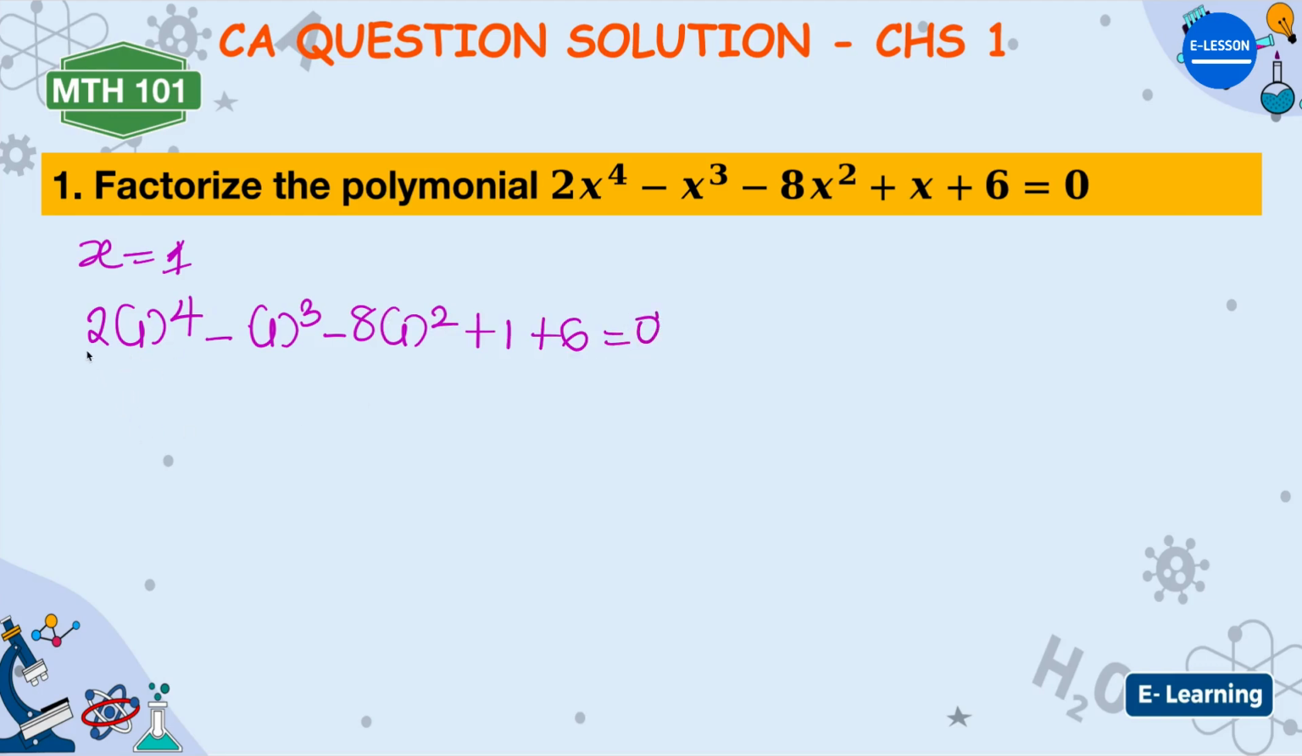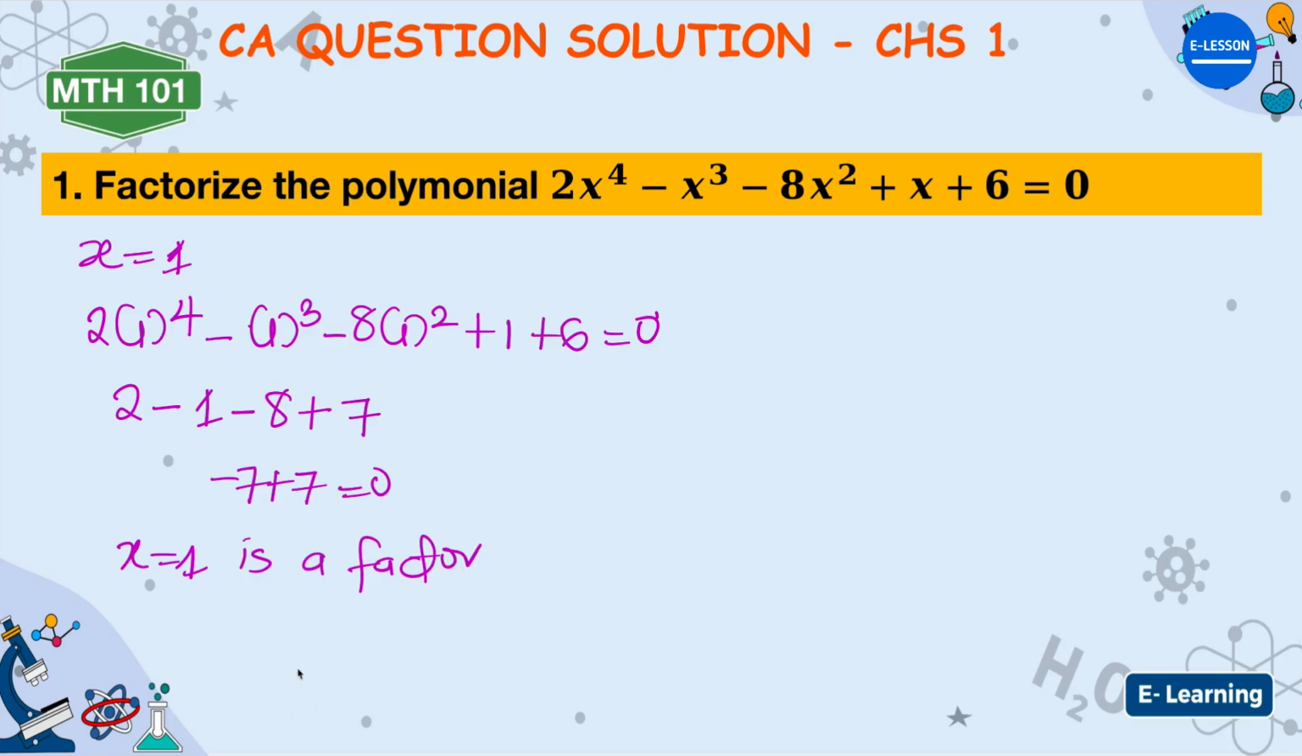1 raised to the power of 4 is 1 times 2 is 2, minus 1 raised to the power of 3 is 1, minus 1 square is 1 times 8 is 8, plus 1 plus 6 is what? 7. Let us see if this will give us 0. So we have 2 minus 1 is 1, minus 8 is minus 7. So we have minus 7 plus 7, which is equals to 0. So it means x is equals to 1 is a factor. Are you getting it? You can write it is a factor.